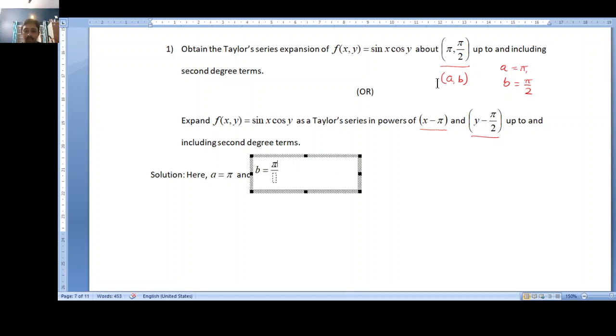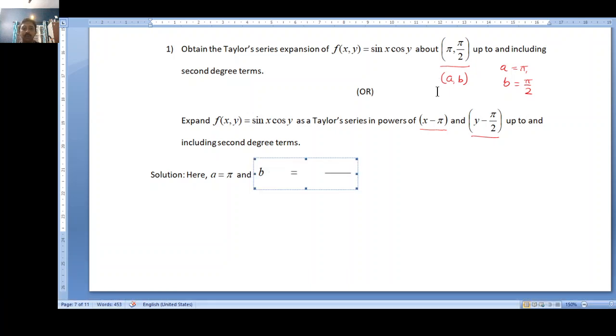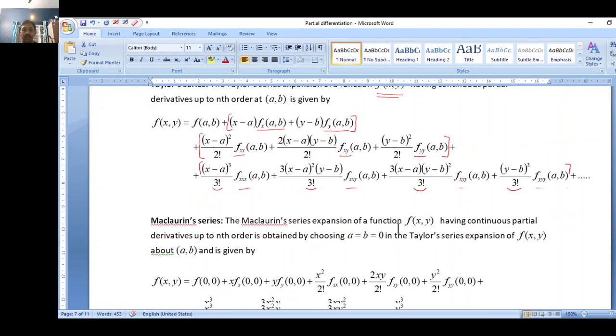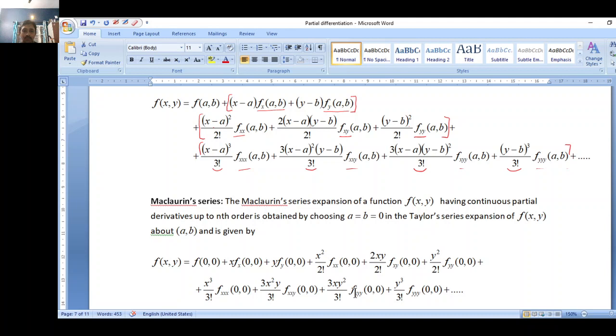A is pi and B is pi by 2. So once we got A and B, if you look at the series expansion of the given function, whether it is Taylor series or Maclaurin series, what you have to initially do is find out f of a comma b, fx of a comma b, fy of a comma b, and so on and so forth. And then once you have found all these, you will have to just substitute all these in the expansion.